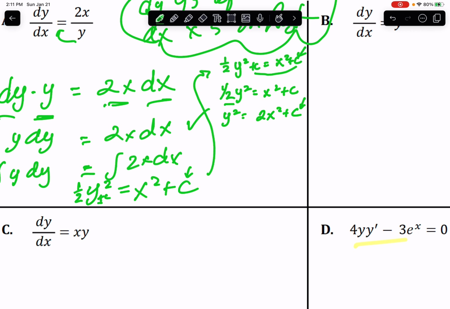All right, and then I solve for y explicitly. So y equals plus or minus the square root of 2x squared plus c. Not 2x squared.